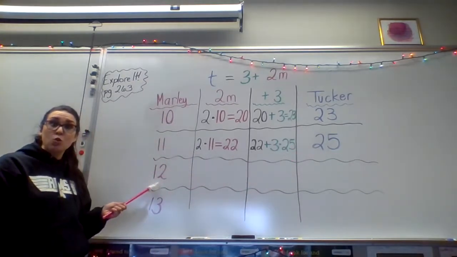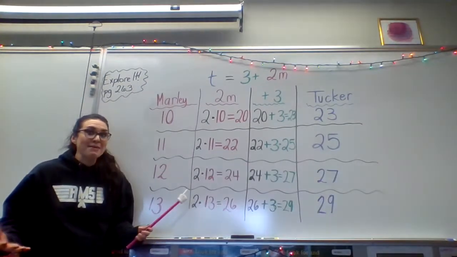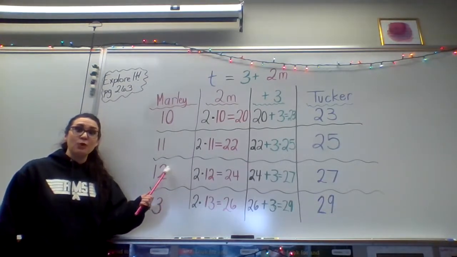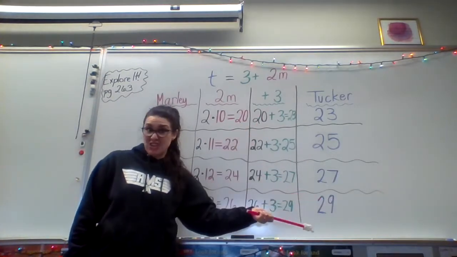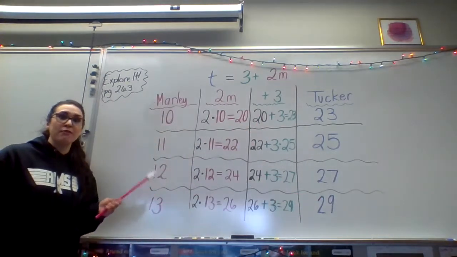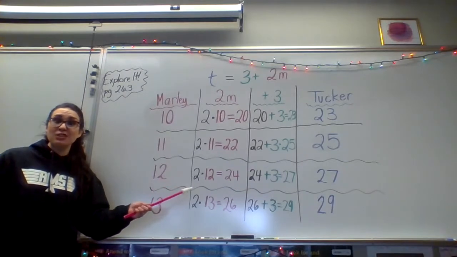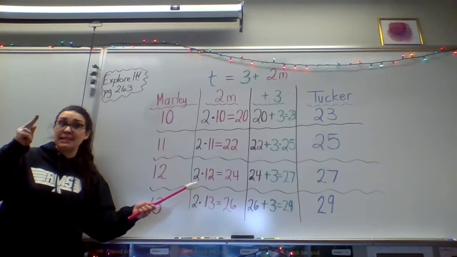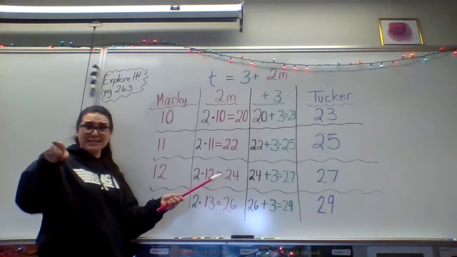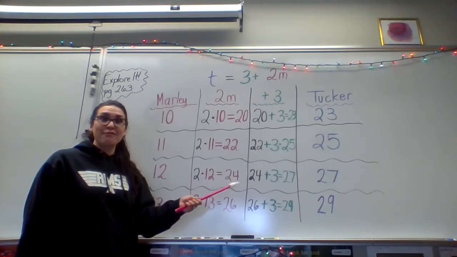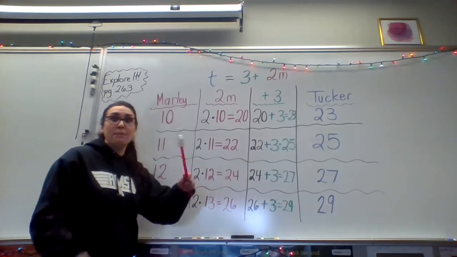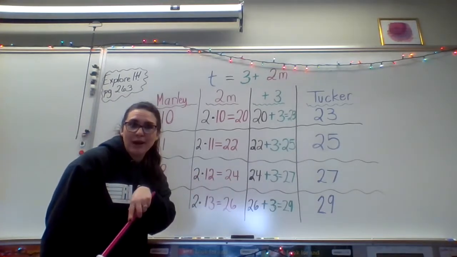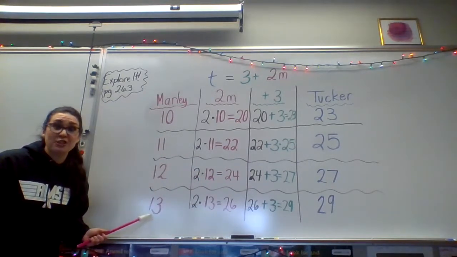Now let's check out 12 and then 13. All right, my friends. So now we know what 11 and 12 Marley golf balls really means for Tucker the Pug's golf balls, right? So let's look at number 12. So we took 12 and we multiplied it by 2 because that represented that twice as many, and that gave us 24. But that's not all. Then we took that 24 and we added 3 because it was 3 more than twice as many. Boom, 27 for our little Tucker the Pug. Love him.